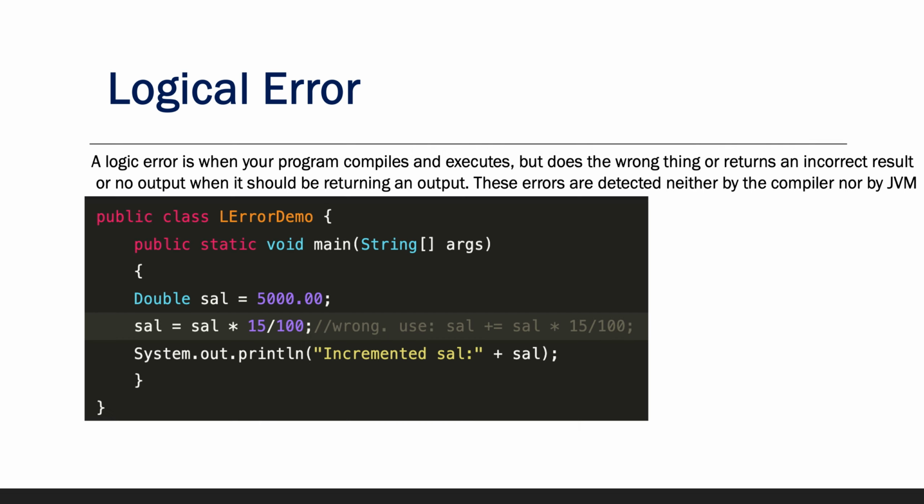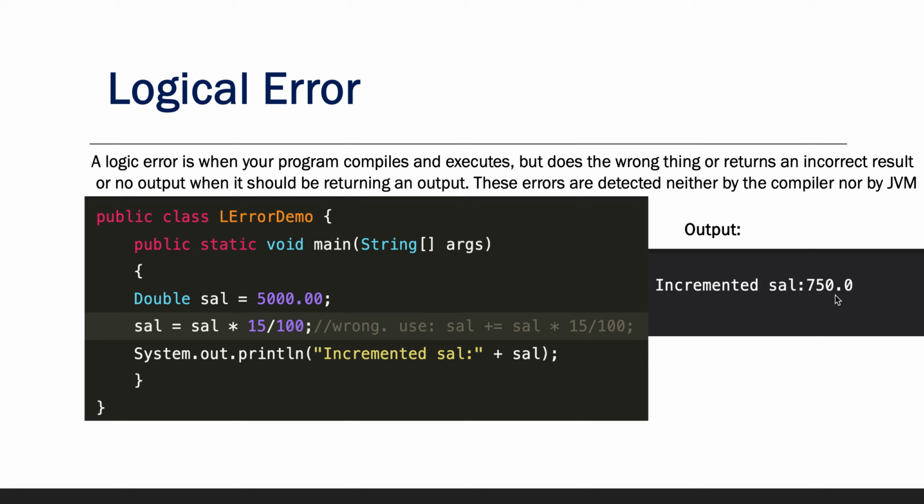So let's see this program. In this program, we calculate the incremented salary of an employee, but he gets the wrong output. This is the logic of the program to calculate the incremented salary, and if you run this program, you will see the output something like this. It means that syntactically it is correct, so there is no compile time error. When you run this program, the program also runs and gives output. There is no runtime error, but logically it is incorrect.